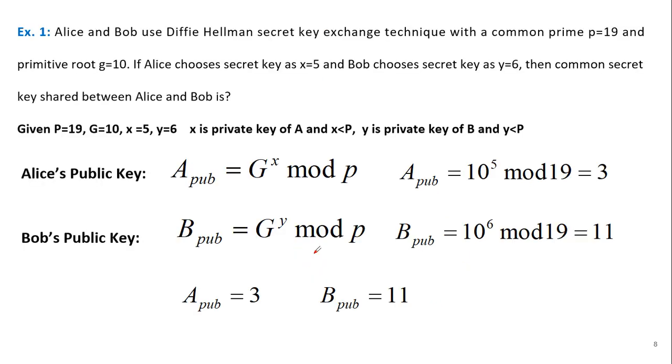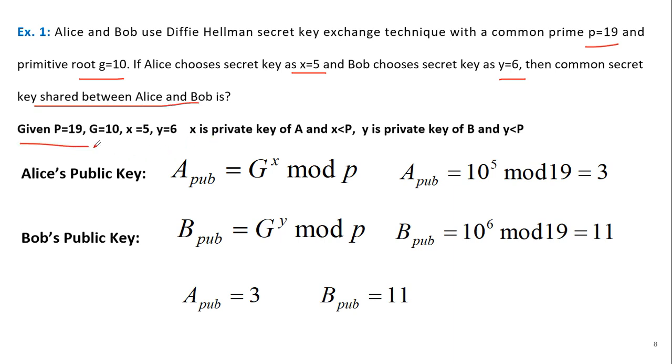Now we'll see the problem. Alice and Bob use the Diffie Hellman secret key exchange algorithm with common prime P equal to 19. Primitive root is G. Alice's secret key is X and Bob's secret key is Y. Here X equal to 5, Y equal to 6. Find out the common key shared between Alice and Bob.